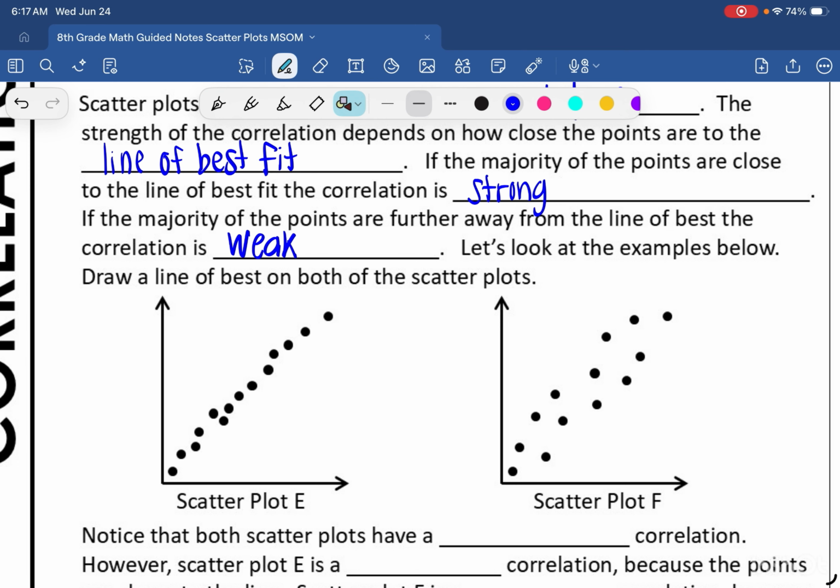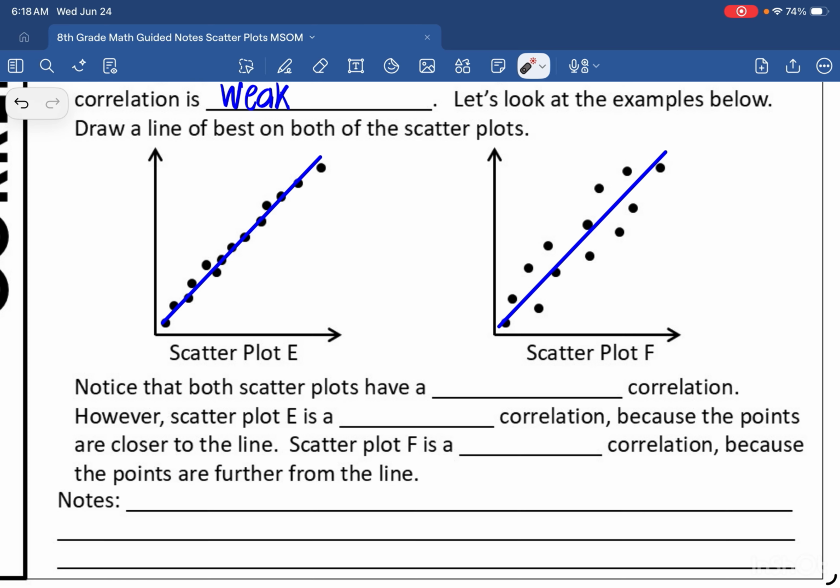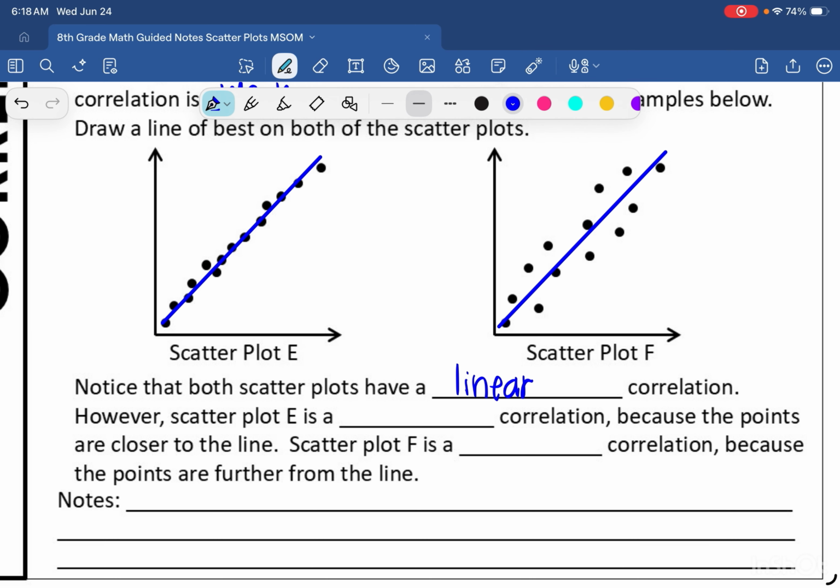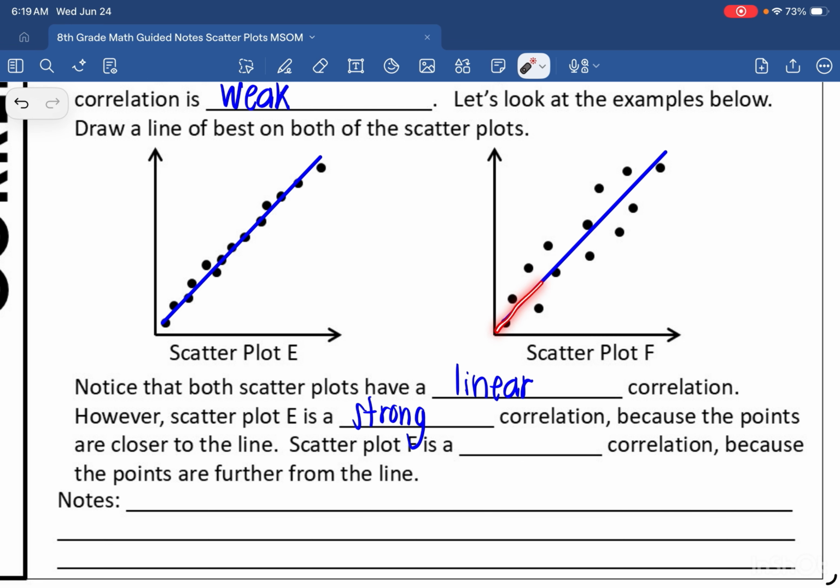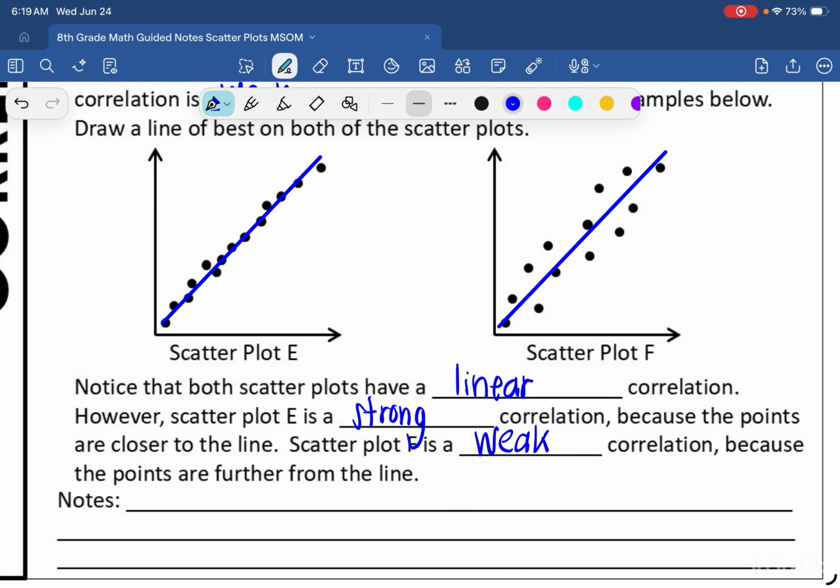Draw a line of best fit on both of the scatter plots. Let's draw a line of best fit that's close to the middle of the points for scatter plot E. If I draw one for F, it's going to look about like that. Notice that both scatter plots have a linear correlation, meaning they are going up in a line. However, scatter plot E is a strong correlation because the points are close to the line. Scatter plot F is a weak correlation because the points are further from the line.